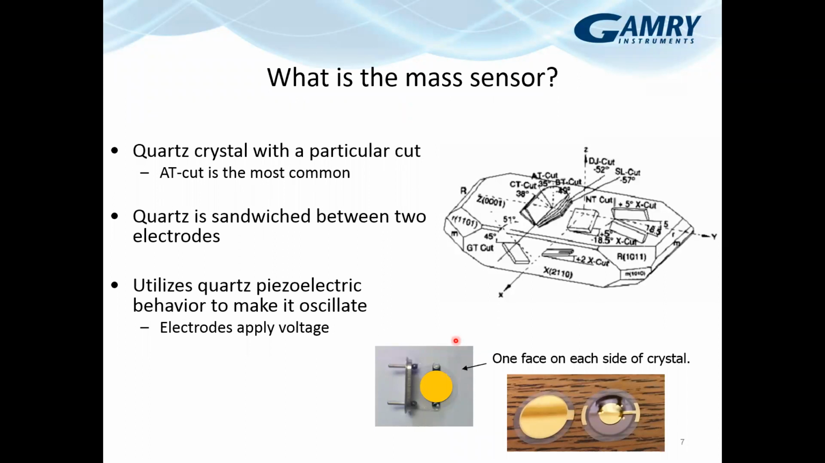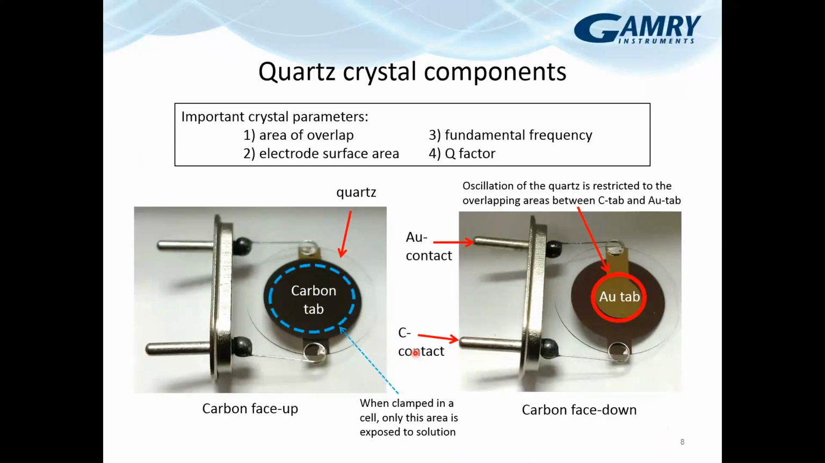Okay. So if we take a look at the crystal, this one here, more closely, there are four important crystal parameters. The fourth one I won't cover. That's more related to QCMD and other impedance based measurements. But one is the area of overlap, the actual electrode surface area, and then the frequency of the crystal.